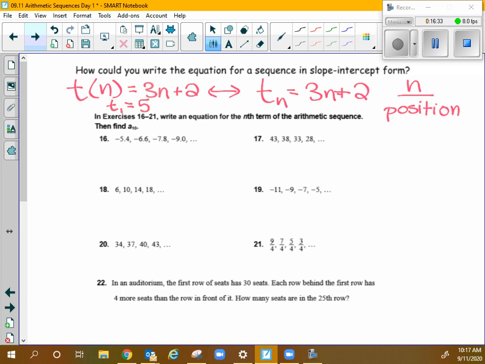So if I said f of 1, I'm talking about the first term. If I say f of 37, what term am I talking about? The 37th term.